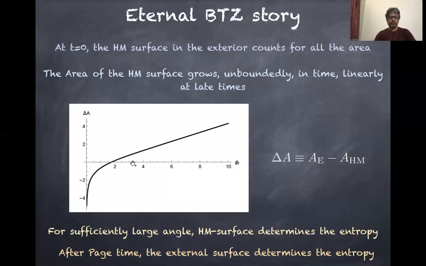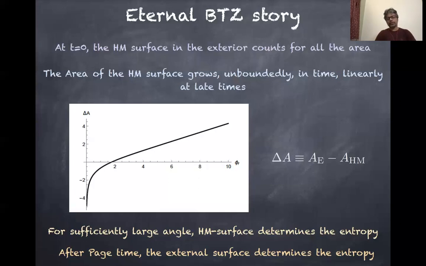But if you go to a sufficiently large phi r, then the initial Hartmann-Walther inner surface will definitely be smaller than the exterior surface, right? So at t equal to zero, for sufficiently large phi r, I will have to choose the Hartmann-Walther inner surface as the right entanglement entropy calculation, right?